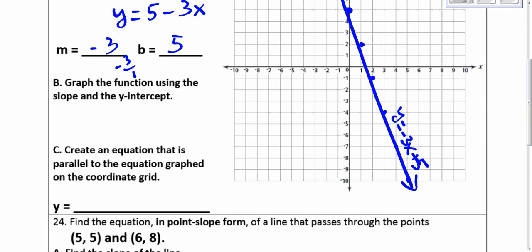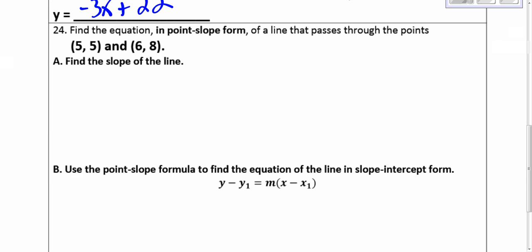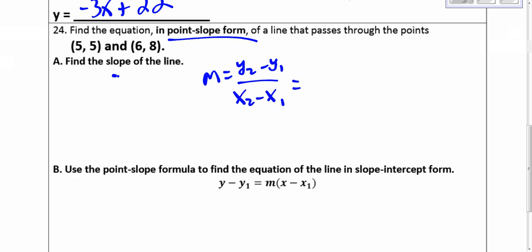Create an equation that's parallel to that. Well, anything with the same slope. So y equals negative 3x plus 22. Anything that has the same slope with a different y-intercept. All right, find an equation in point-slope form of the line that passes through these points. So they actually walk you through this one. They tell you to find the slope first. So m equals y2 minus y1 over x2 minus x1, 8 minus 5 over 6 minus 5 equals 3 over 1, or just 3.